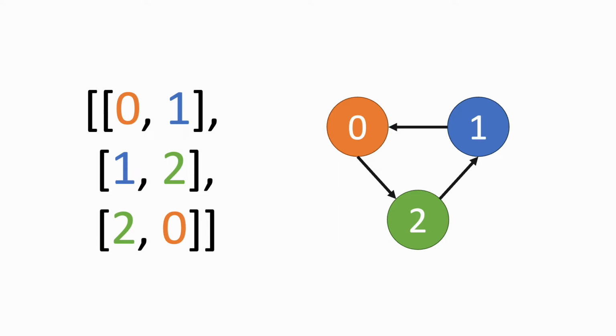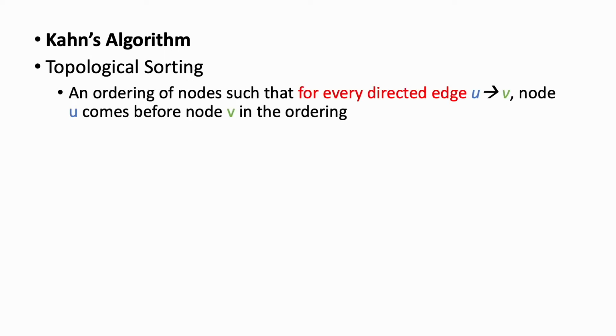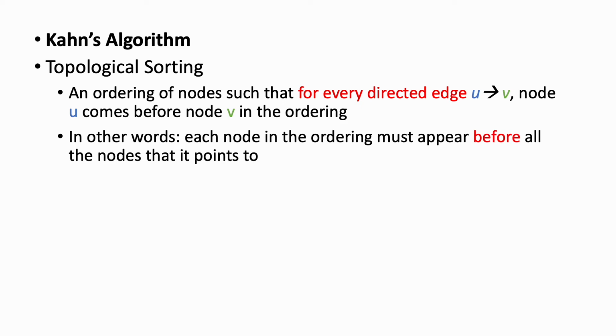There's a couple ways of doing this, but the method I'll be showing you is by using Kahn's algorithm to find a topological sorting of the graph. A topological sorting is an ordering of nodes such that for every directed edge u to v, node u comes before node v in the ordering. In other words, each node in the ordering must appear before any of the nodes that it points to.